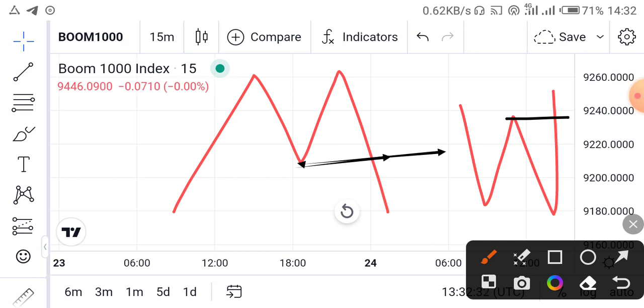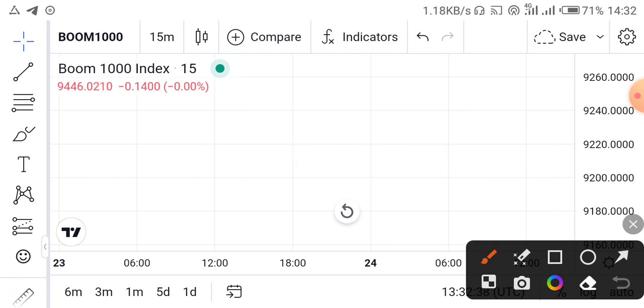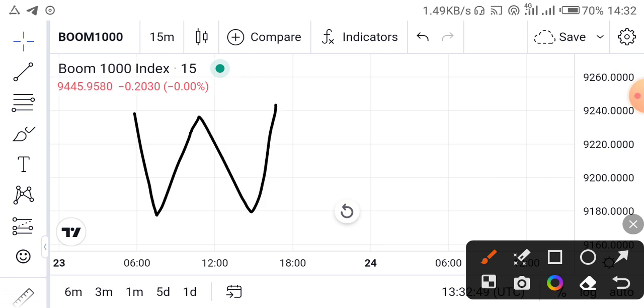There are times you will find these patterns formed in such a way like this. You see the way the leg starts, comes back, gets to the top, forms the second leg. Now, if you want to wait for the price to break the neckline before going in for the trade, before you enter your position, in most cases, what the price will just do is to come back here and go down.